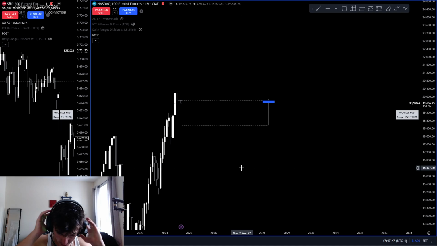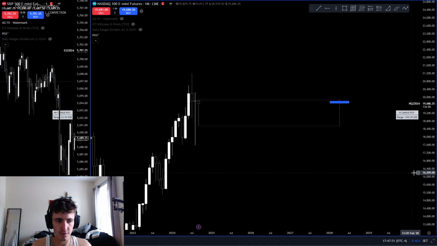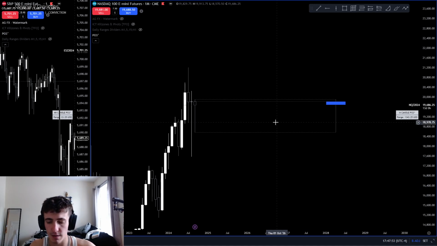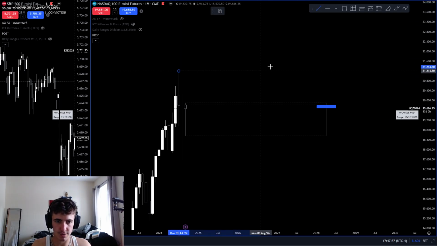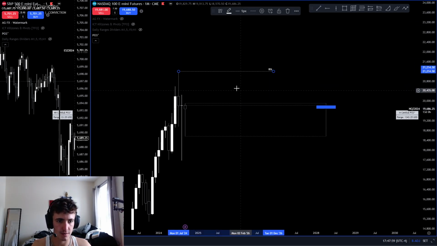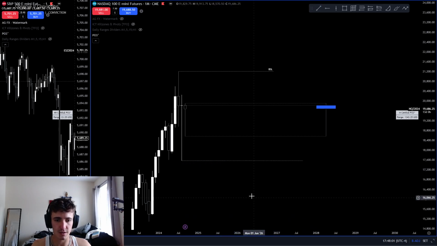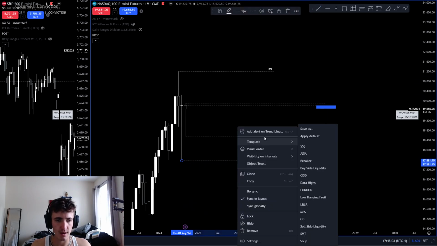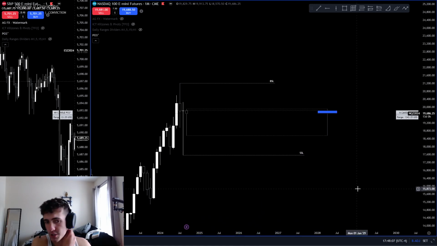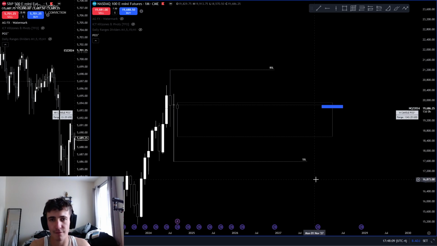It is called liquidity. You have buy side liquidity and sell side liquidity. Now, for example, buy side liquidity is going to be your top liquidity to make it simple, and sell side will be your bottom. So, for example, this would be your buy side, and this would be your sell side. Now, you might ask, what is liquidity? It's just resting orders that never got filled.